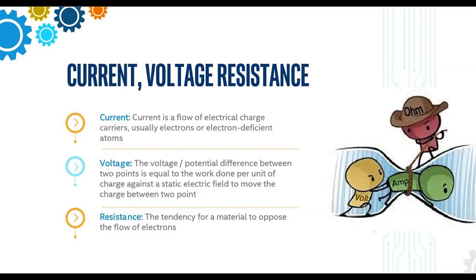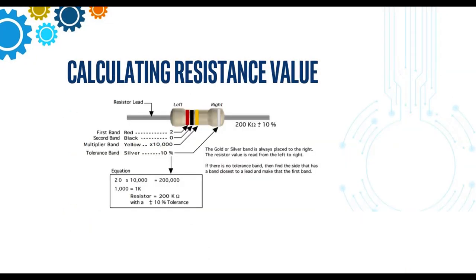The tendency of a material to oppose the flow of electrons or charge is nothing but resistance. These three parameters are mainly observed in a hardware circuit: how much current may pass through the circuit, how much voltage is required to get the output, and how much resistance. This is Ohm's law. What is Ohm's law? We will see again in the next slide itself.